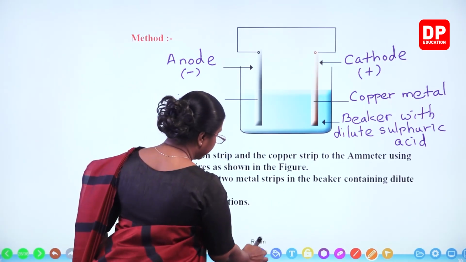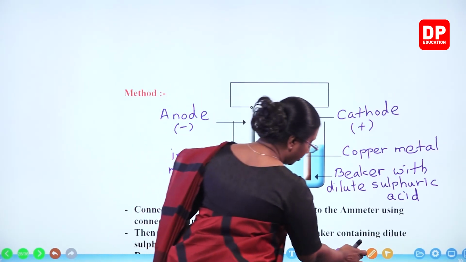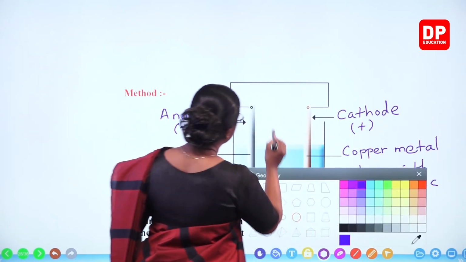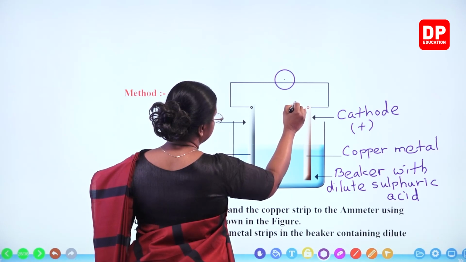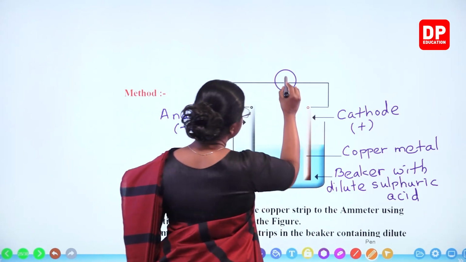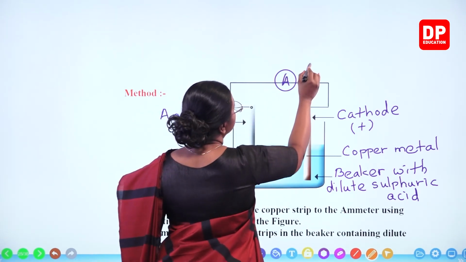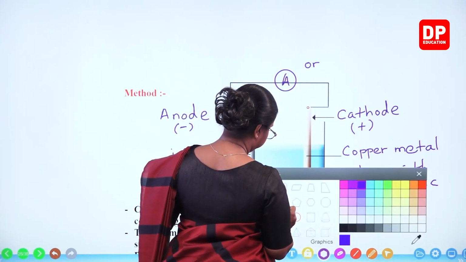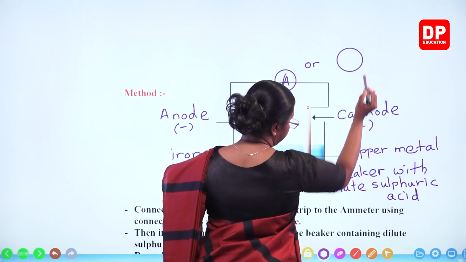And also in addition to this, like I told you all, we can have an ammeter connected here. It can be either an ammeter or a galvanometer.